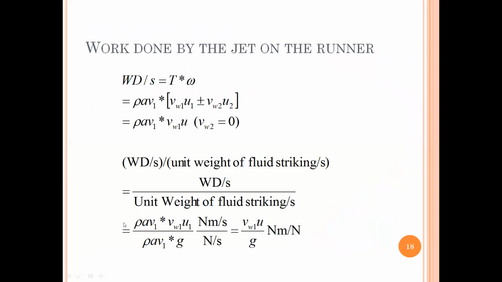Now my formula for work done is the same as that of my Francis turbine. Only slight changes here in your work done. You had rho A V1 VW1 into U1, whereas here, since U1 is equal to U2 is equal to U, I can replace it with U. Even U1 is right, but U is more appropriate because both are equal. And here also work done per second per unit weight of fluid striking per second, instead of your U1, I'm replacing it with U because the velocity of blade or vane is the same.